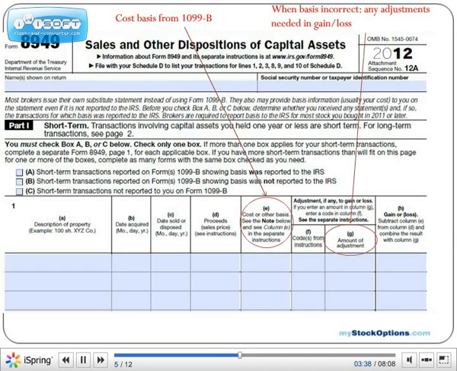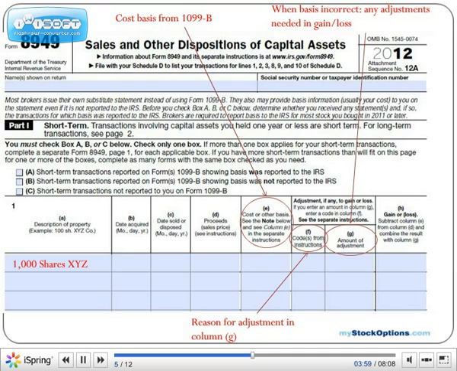Now, column G is where you make an adjustment in the gain or loss that was reported to the IRS. And column F is where you put a code that explains the reason for the adjustment. Let's say the stock compensation was left off, then the code that's going to be used is B. So let's look at an example. You have 1,000 shares of stock that you sold.